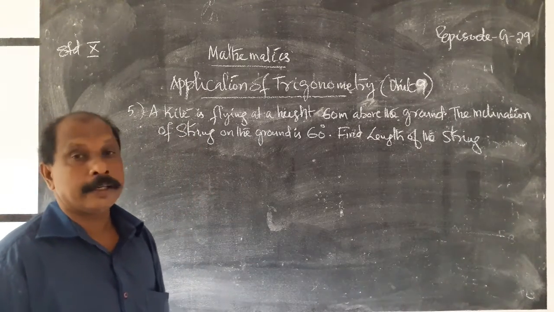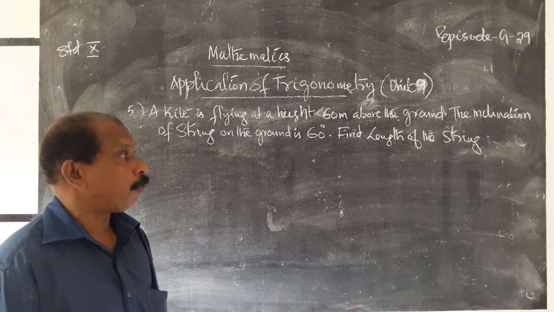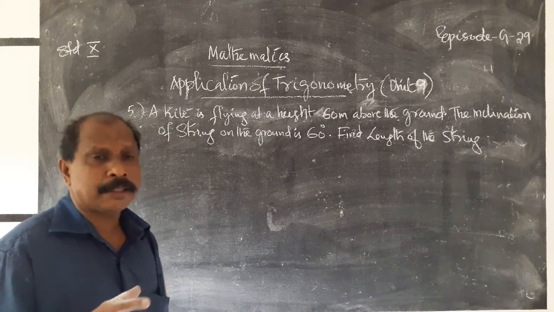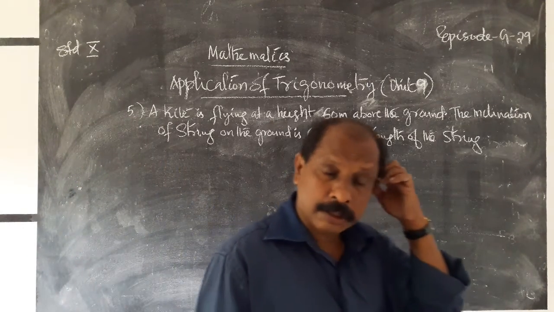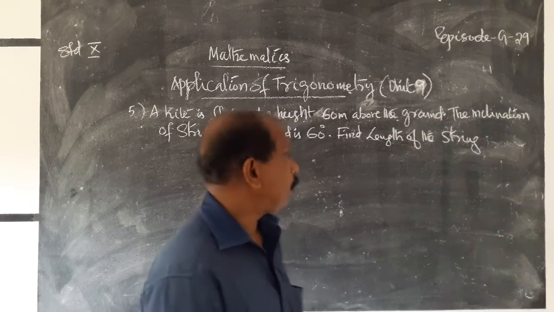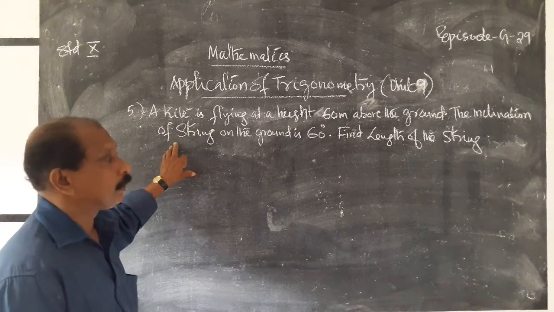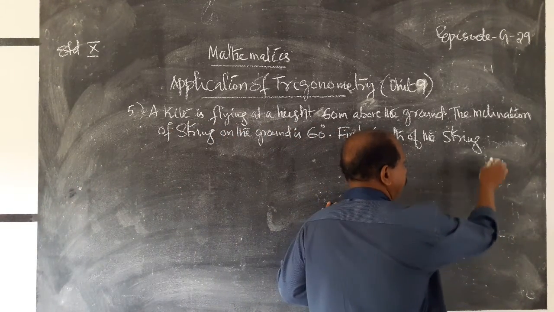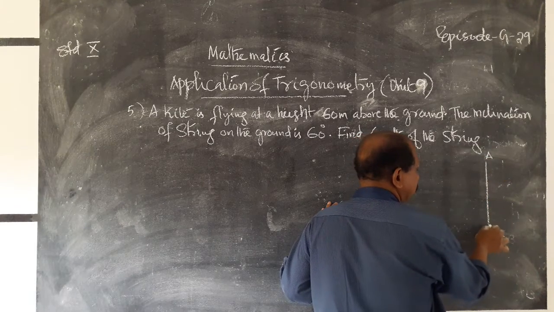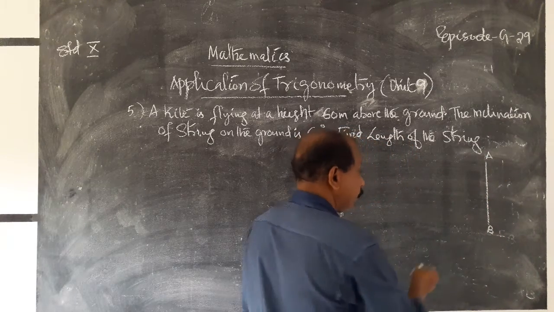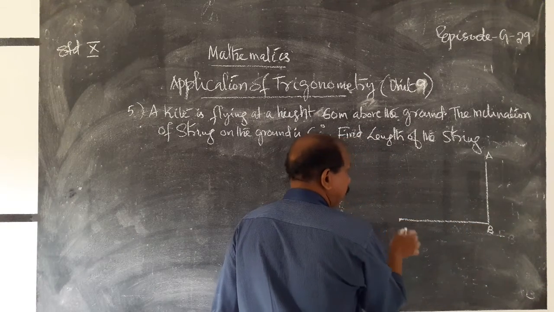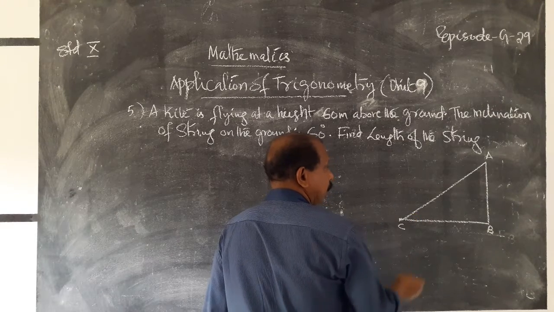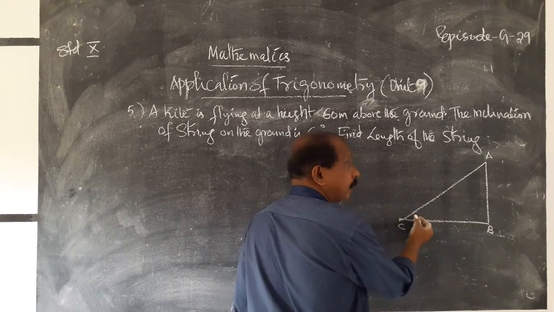A kite is flying at a height of 60 meter above the ground with a string. The inclination means it is the slope or gradient or angle of elevation. Inclination of the string on the ground is 60 degrees. Find the length of the string. That means AB is the height of that kite from the ground, and BC is the point at which the string touches the ground. Then this angle of inclination is 60 degrees.